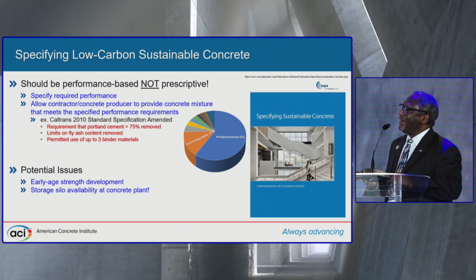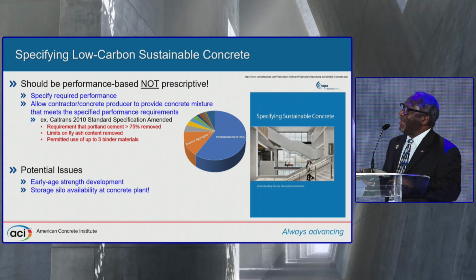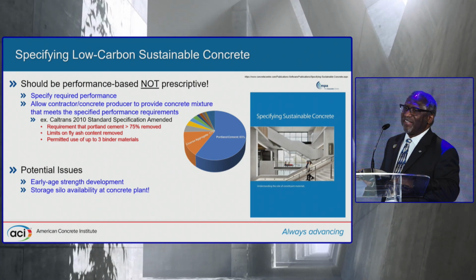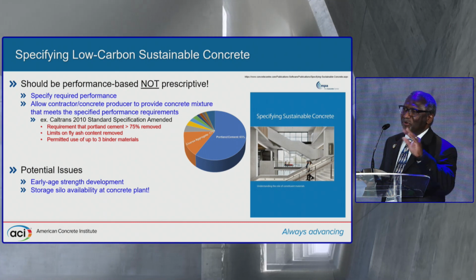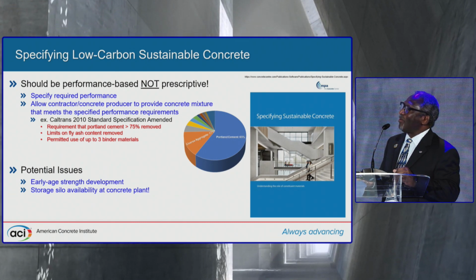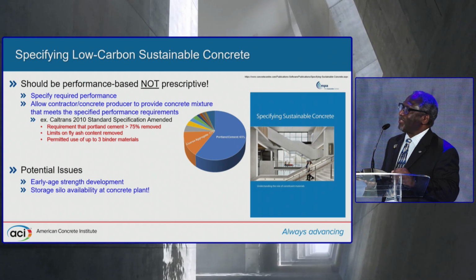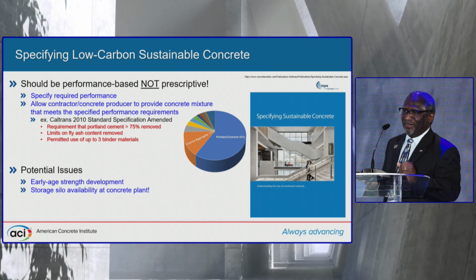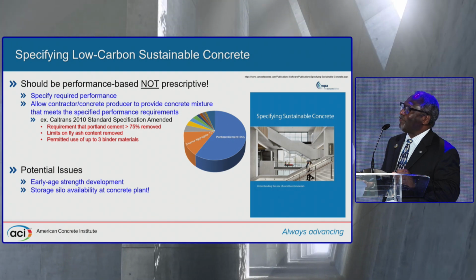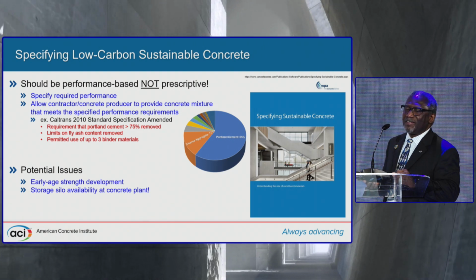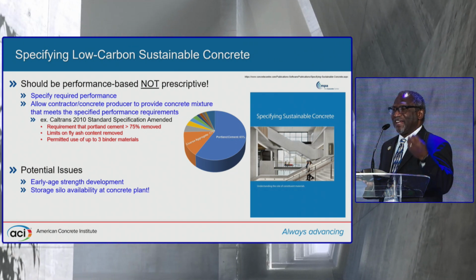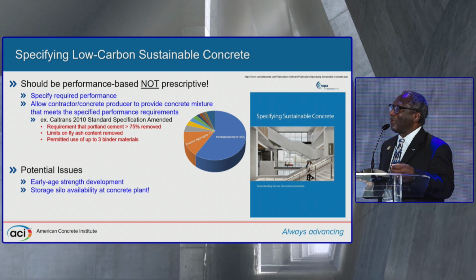What were some of the things that they did? Previously, they had a requirement in there that the Portland cement content had to be greater than 75%. They removed it. They also had limitations on the amount of fly ash that could be used. They also took that out. And they ended up permitting the use of up to 3 binder materials because they recognized the significant impact of ternary blends in terms of improving the durability of concrete.